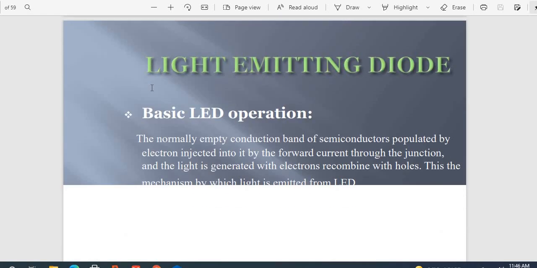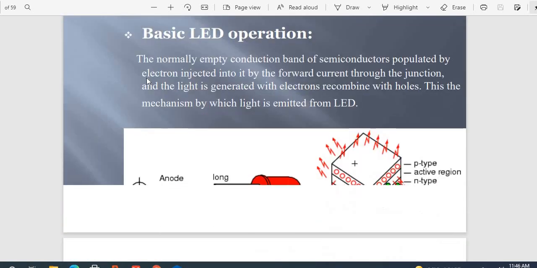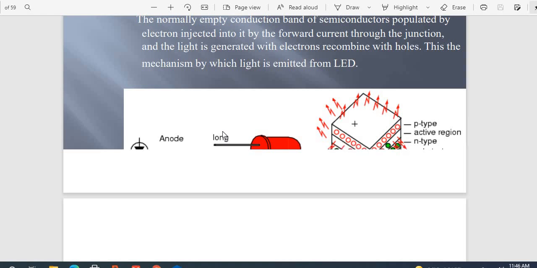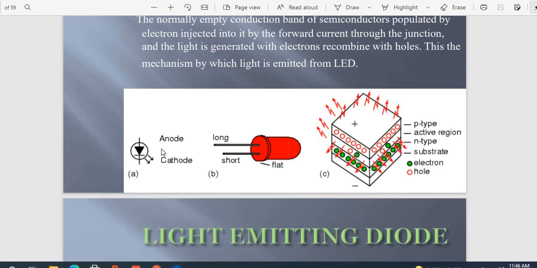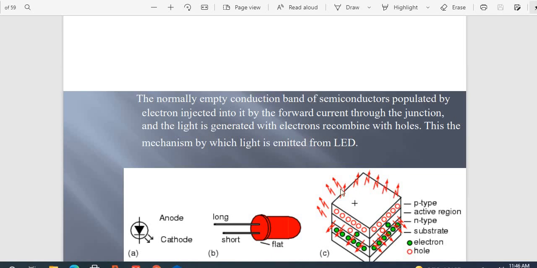Next part, light emitting diode. So how do we get the light emitting diode? We are going to see that. Normally we can see these bands. As you can see in the diagram, we have the LED diagram. This is the physical nature of it, and this is how it is internally. We take the P type, the active region, and the N type substrates, with electrons and holes. We combine them by considering these layers.